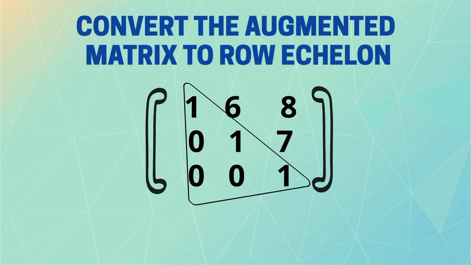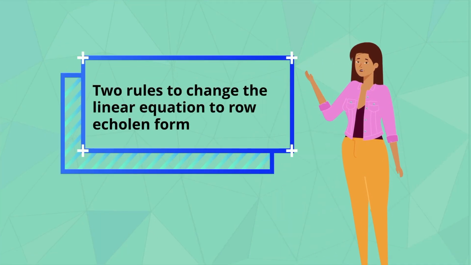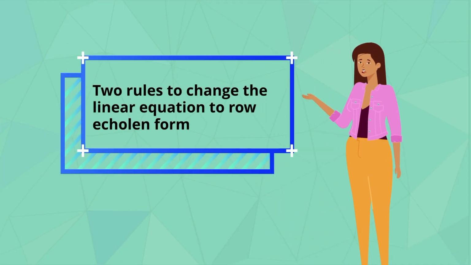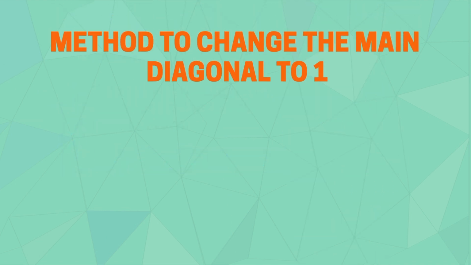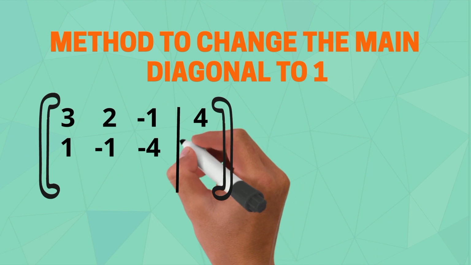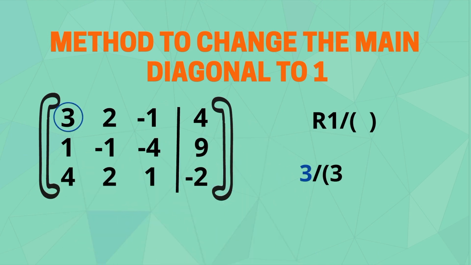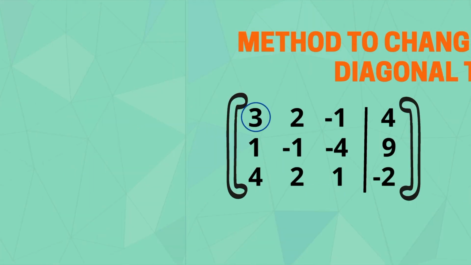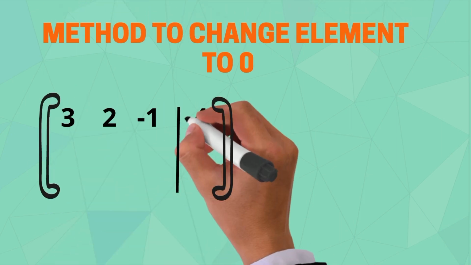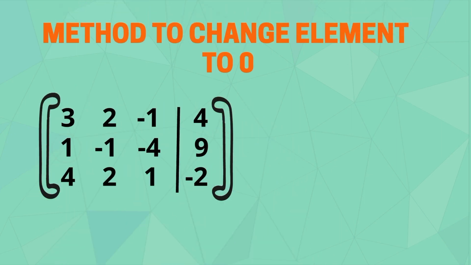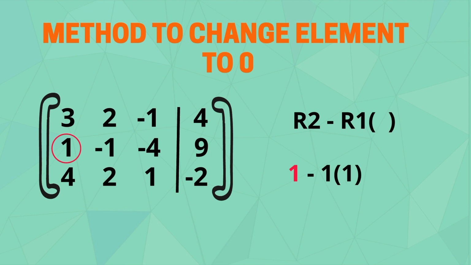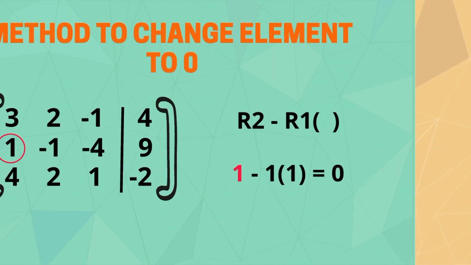This is one example of row echelon form. There are 2 rules to change a linear equation to row echelon form using the Gaussian elimination method. To change the main diagonal to 1, we have to divide the row that we want to change by the number we want to change. For changing to 0, we have to subtract the row that we want to change with the upper row multiplied by the number we want to change, to get the new element which is 0.